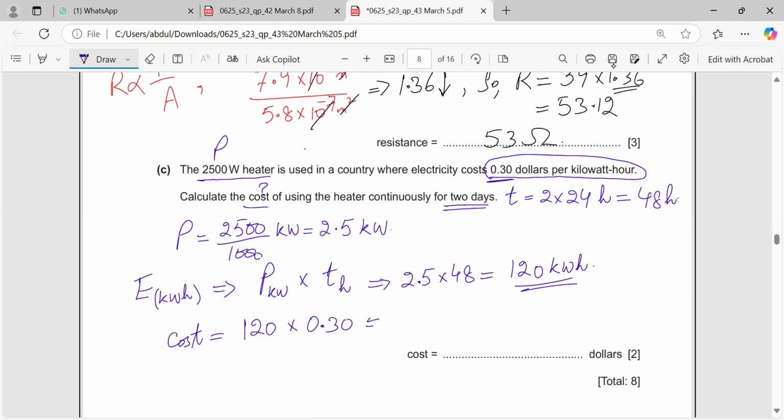So as we simplify it, the answer is 36. So my dear friends, $36 will be the price of the use of the electrical heater for 2 days in that country home.